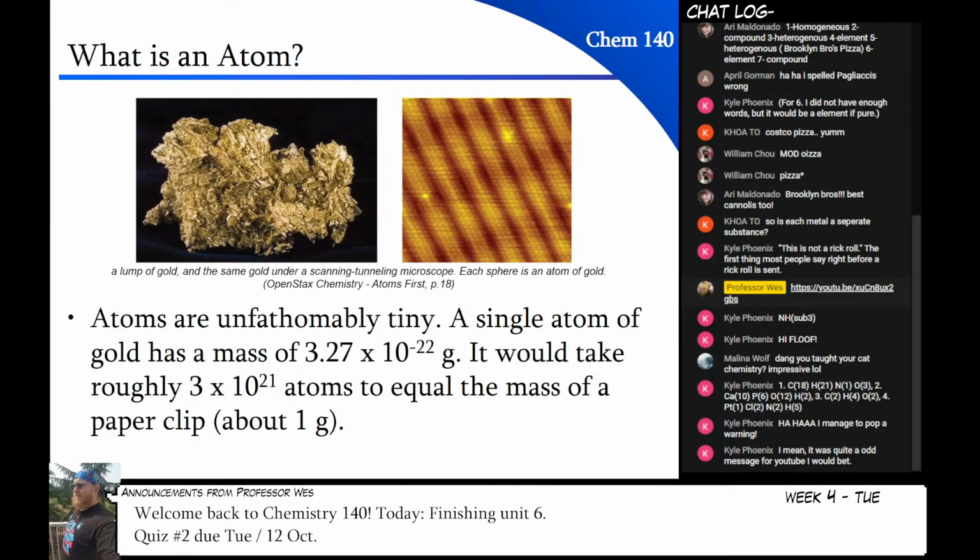On the board, I have an approximation of the number of atoms that would be needed to go into a paperclip. I did that calculation when I wrote this slide, and you can do that calculation too when we get to unit 13 or so. But the number of atoms I calculated is roughly 10 to the 21 atoms. That's a lot of atoms. So they're real small. Atoms are unfathomably tiny.